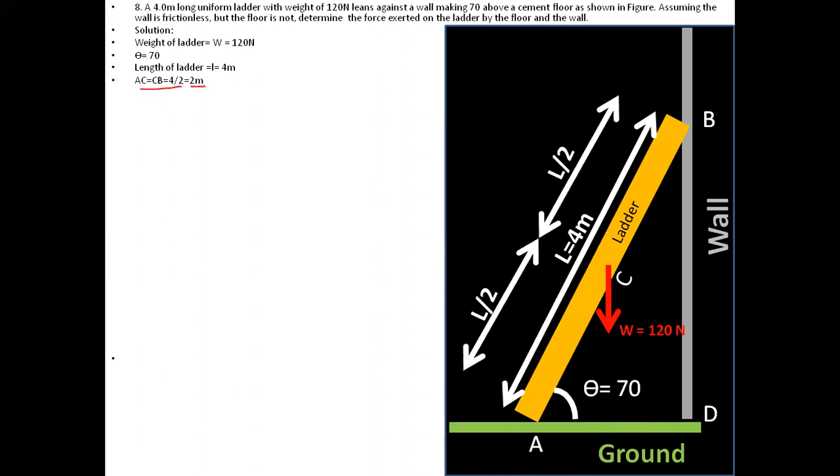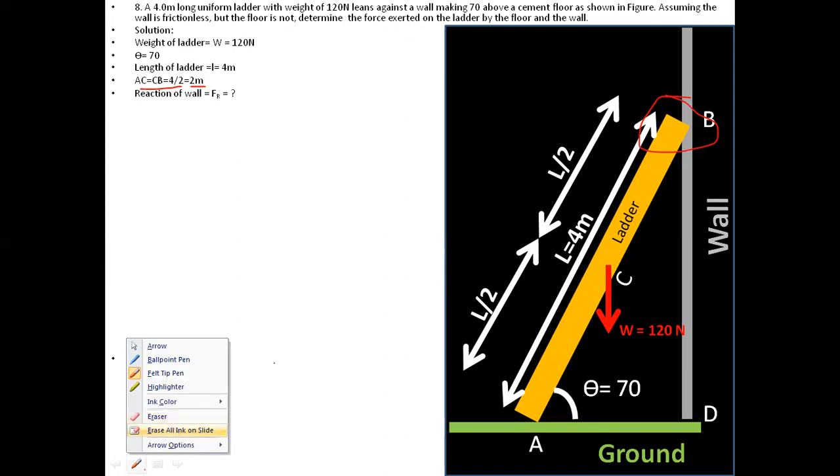Now the weight is shown by an arrow acting in the downward direction, because the earth pulls everything towards its center. The length of the ladder is 4 meters. So the distance AC, to the midpoint of the ladder, and BC are going to be the same. We have to divide it into equal parts. So 4 divided by 2 is equal to 2 meters. So L by 2, L by 2, half and half.